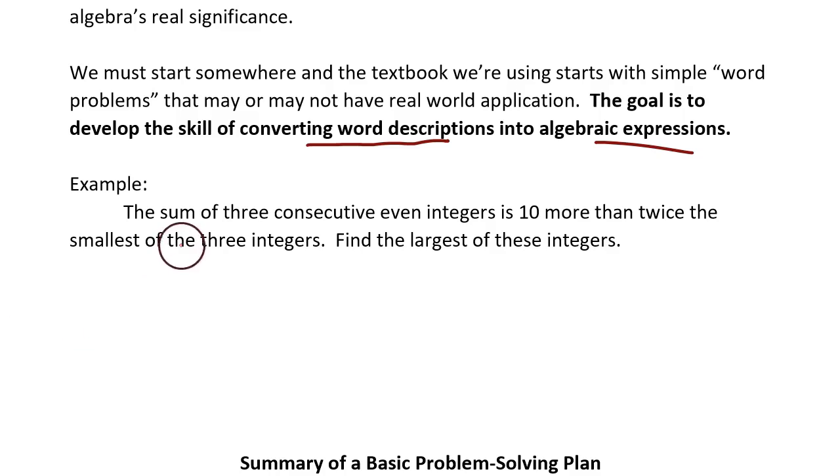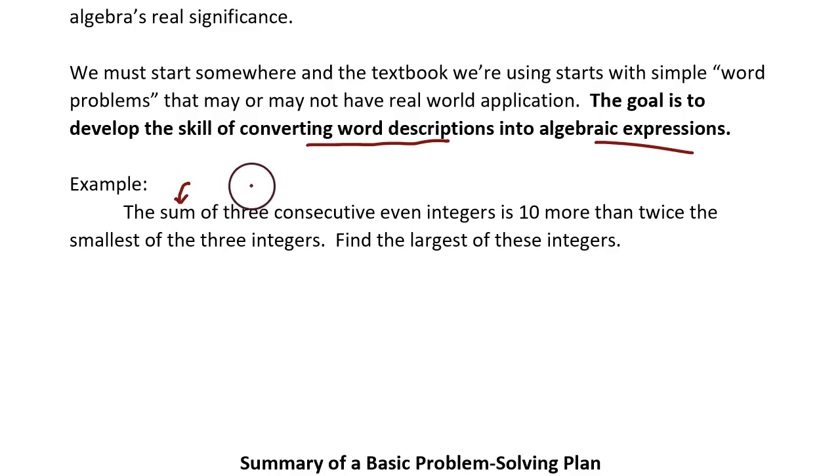Example: the sum of three consecutive even integers is 10 more than twice the smallest of the three integers. Find the largest of these integers. So it's just one sentence, but it's pretty complicated because of all the words that are mentioned. We may need to read this more than once to really pick out what it's talking about.